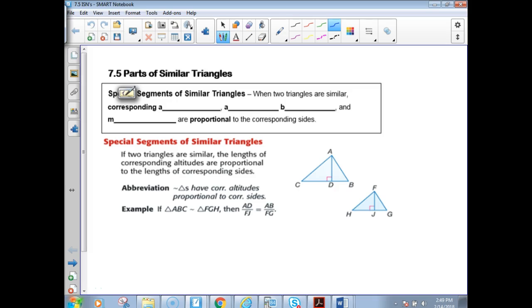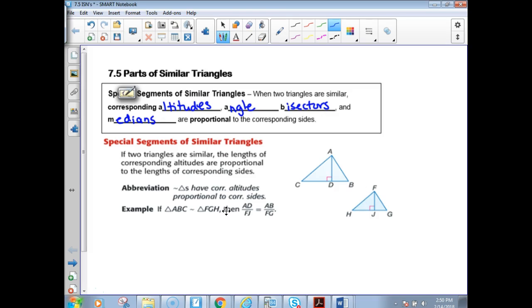So we're going to look at some more proportional parts today. Imagine that. We've done a lot with proportions in this unit. We've got special segments of similar triangles. When two triangles are similar, corresponding altitudes, angle bisectors, and medians are proportional to corresponding sides.